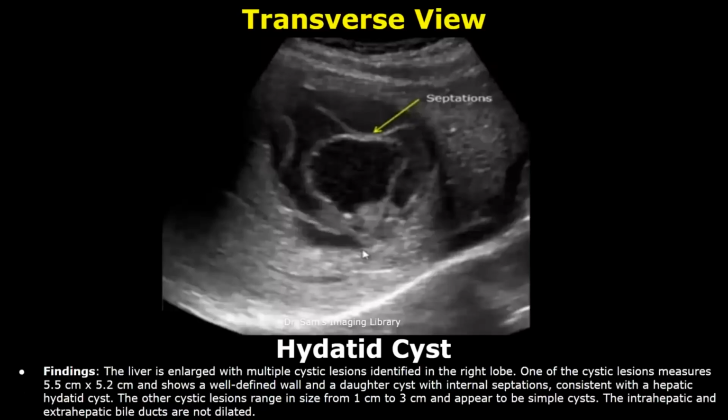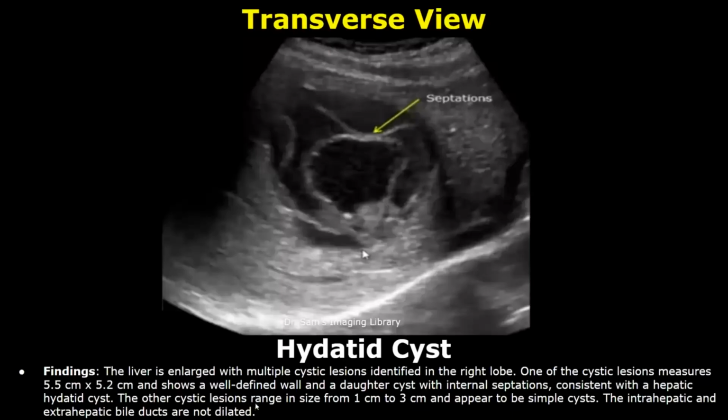These are the findings in this example. The liver is enlarged and has multiple cystic lesions identified in the right lobe. One of the cysts has a size of 5.5 into 5.2 centimeters and shows a well-defined wall, and a daughter cyst with internal septations. Such findings are consistent with a hydatid cyst.